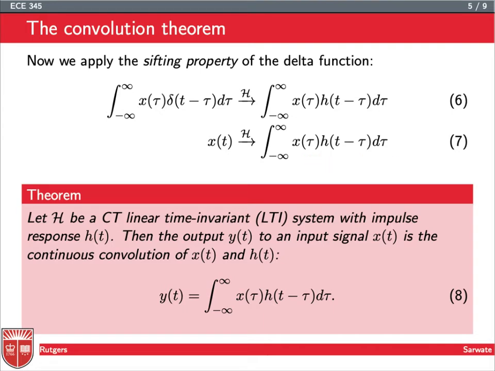And so we have our theorem. If H is a CT LTI system with impulse response little h of t, then the output y of t to an input x of t is the CT convolution of x of t and little h of t. So this expression here is what we had above.